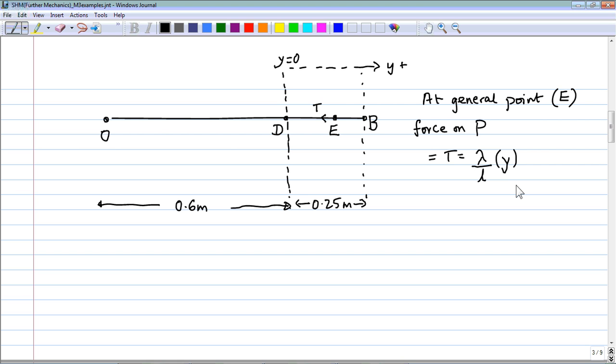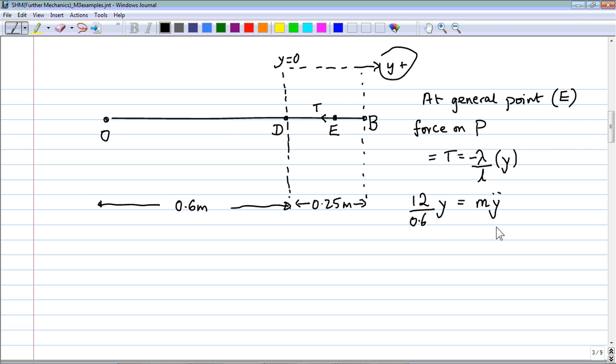So y is defined to be 0 at D, and D is where the extension is 0. So DE equals y is the extension. And this tension is negative because y is defined to be positive in the rightward direction. Now lambda was 12 and the natural length was 0.6, and that will be equal to m times y double dot.